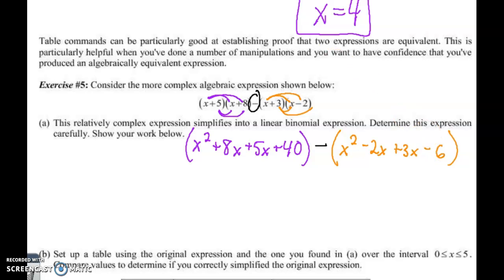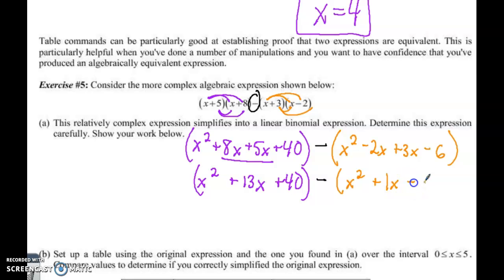So now I can combine like terms. We get x squared, combining the x's together, that's 13x. Can't do anything with the 40 just yet. Again, I'm going to put in parentheses. Leave the minus alone, and I'm just going to combine the right side. By the way, if I'm going too fast, please pause the video and rewatch.